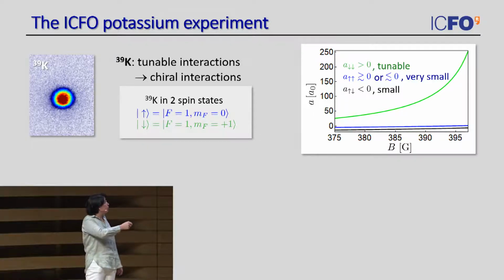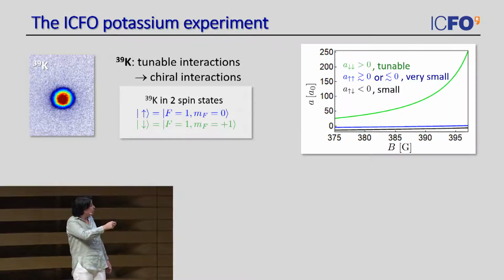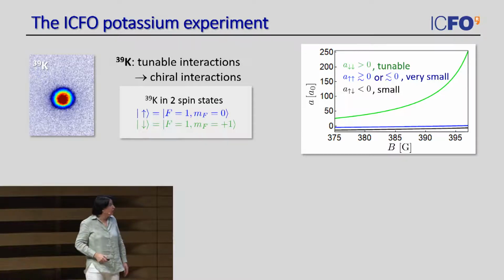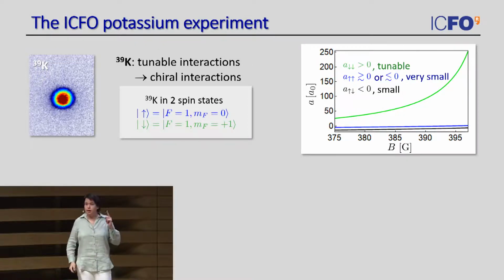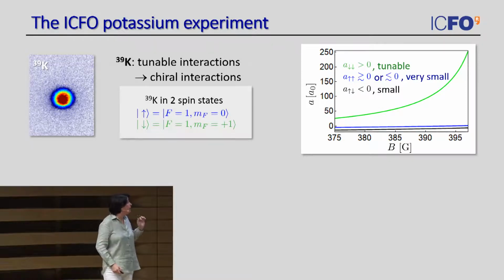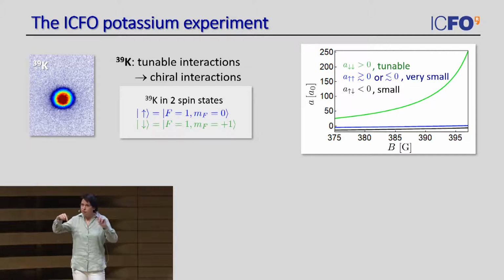For that, we take potassium-39 in the two lowest spin states, which are these two ones here, at a magnetic field of around 385 Gauss, where you see we have exactly what we need, because we have the green atoms which are on the flank of a Feshbach resonance, so we can adjust their scattering length in a broad range. While the up atoms have a very, very tiny scattering length that can be slightly positive or slightly negative, and also the interaction between the two spin components is very small.